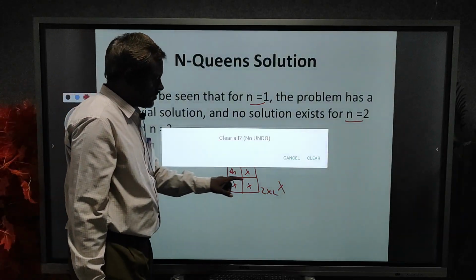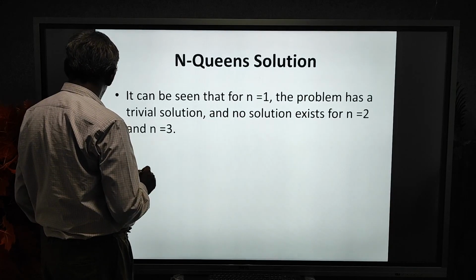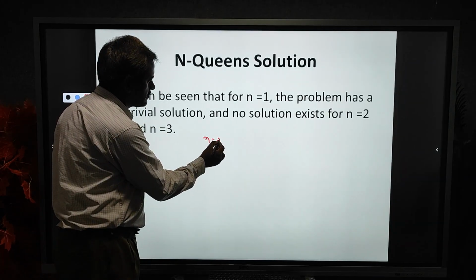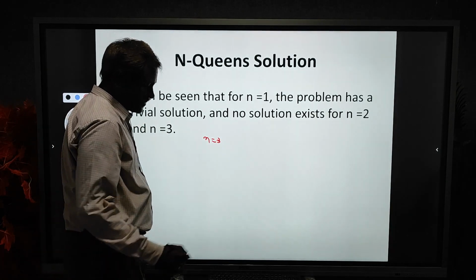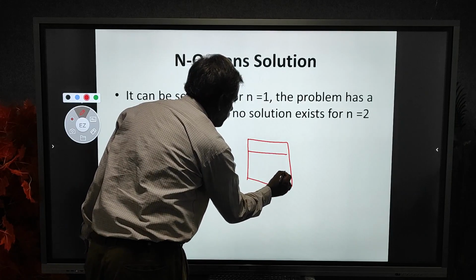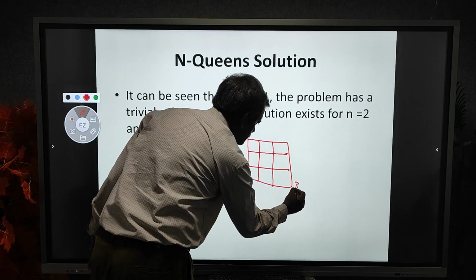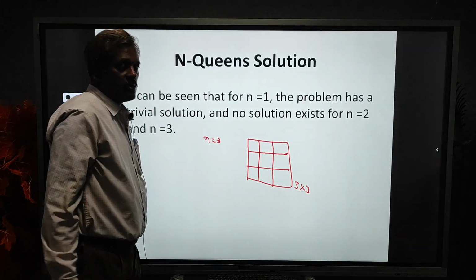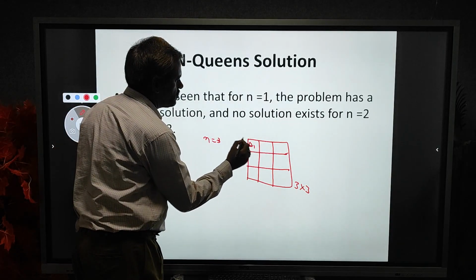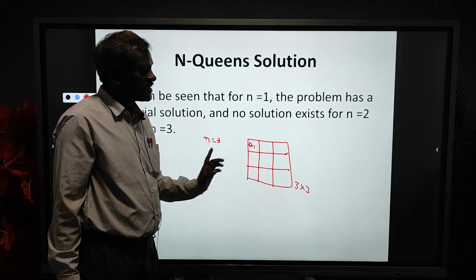Right. Now we will go for the next one, that is n equal to 3. As per our consideration, we are going to check out a board of 3 rows and 3 columns. Now we will check out how the backtracking is going to happen. If I place Q1 here, I am unable to place as per the row, as per the column and as per the diagonal.